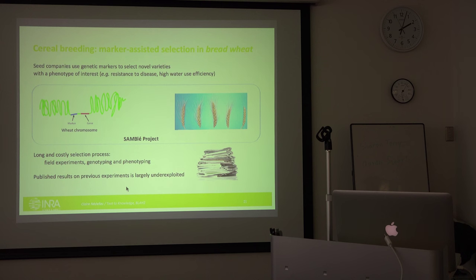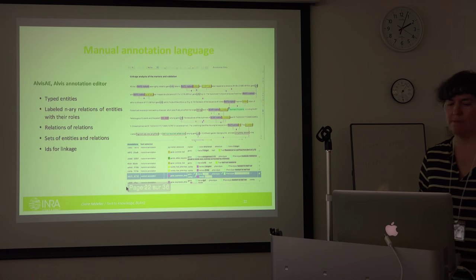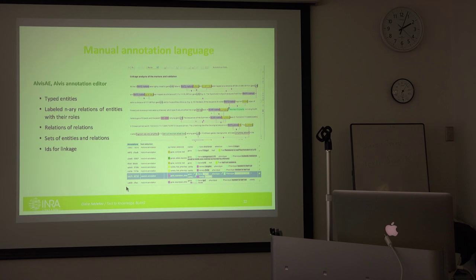a gene controls a trait, a characteristic of the seeds, it may be hard to identify in a variety, to find exactly where the gene is and whether or not it controls the given trait. And it's easier to detect markers. So usually, seed companies use these markers to assist the selection of new varieties.